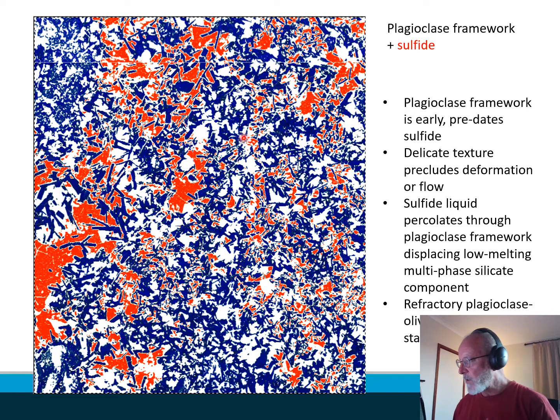In the light of some of the stuff I showed you previously, this should sort of ring some bells. This is very similar to the kind of process which made our spinifex ore. It's very similar to the kind of process which makes matrix ores. It's sulfide pushing out and displacing a silicate melt component that's originally sitting within a silicate crystal framework. So that's what's happening here. The sulfide melt is pushing out a lot of this material, but it's leaving behind this refractory plagioclase olivine component.